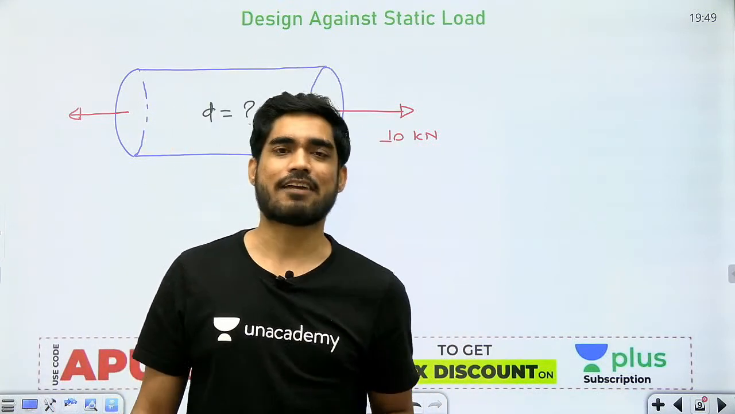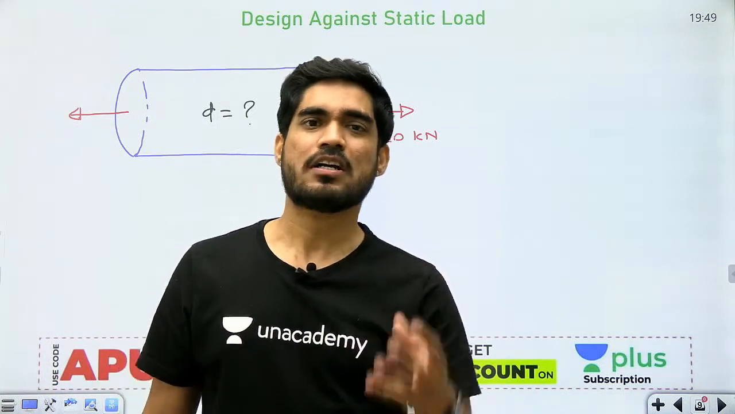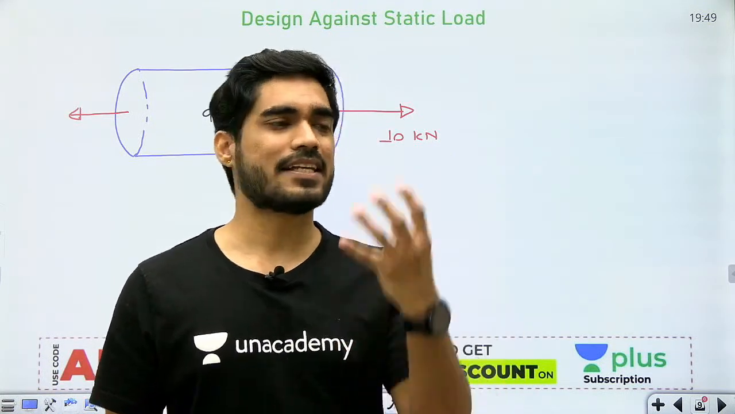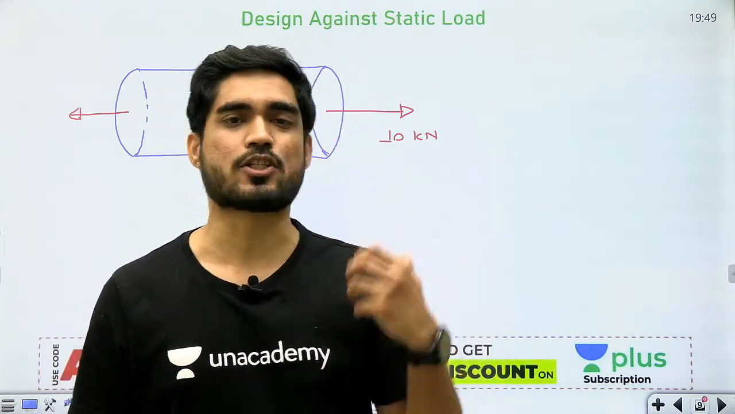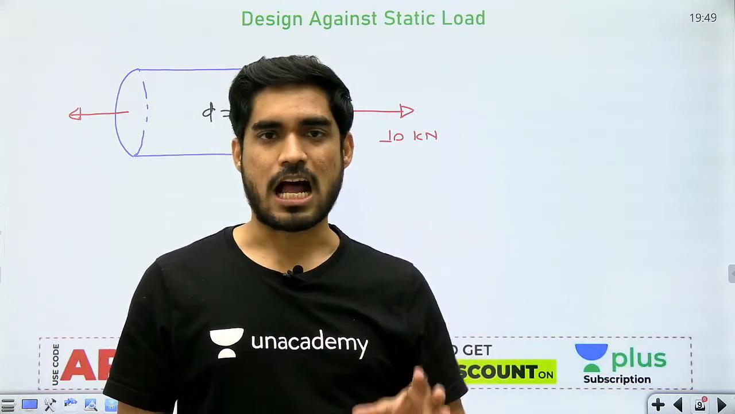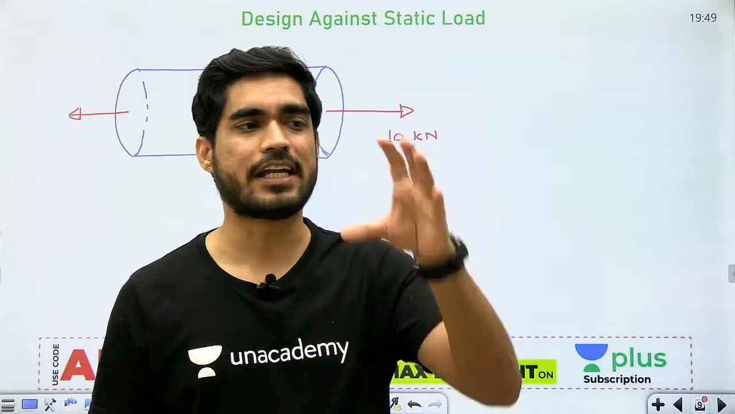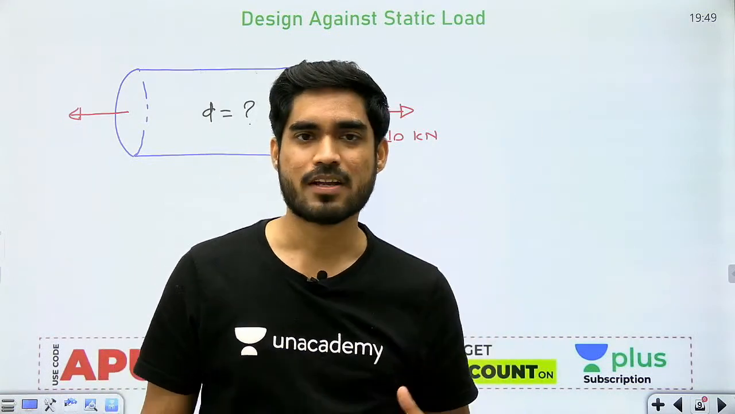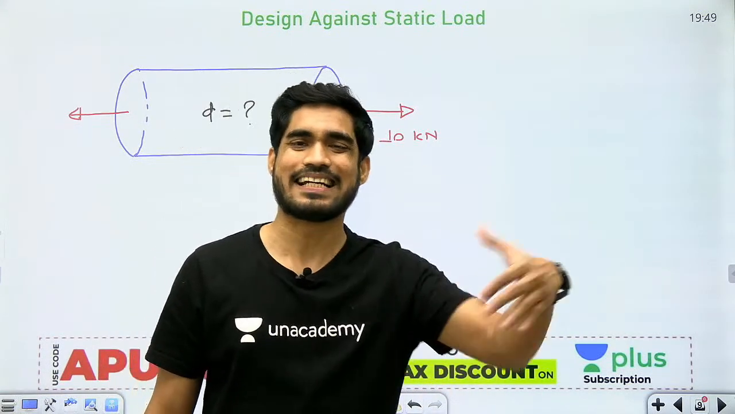For example, let's say I give you pressure vessel. Let's say I give you thin cylinder. That this thin cylinder is subjected to this much pressure. Find the thickness of this cylinder. How much thickness do we need in order to sustain this pressure? So that is design against static load.